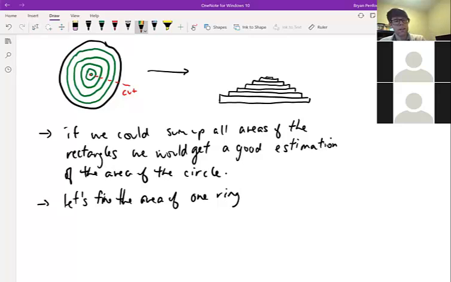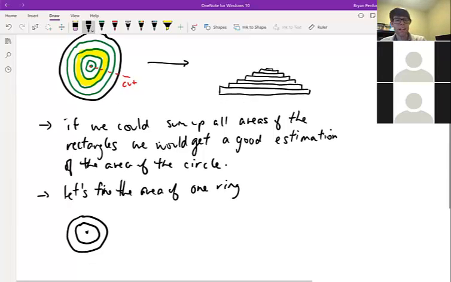I'm going to take one of these, take the highlighter. It doesn't really matter which ring we take, but I'm going to highlight one. I'm going to pull that ring out of the circle, one of these kind of center rings like this. And we're going to try to find the area of that highlighted center ring, all right?